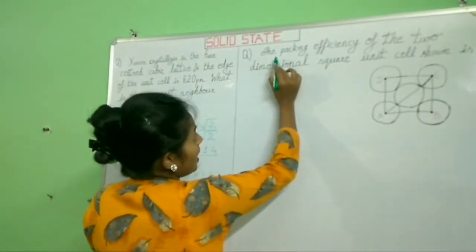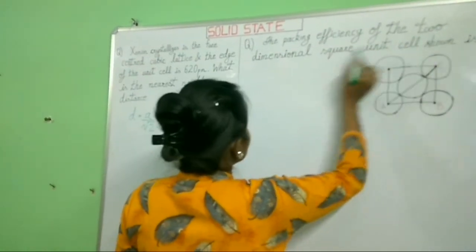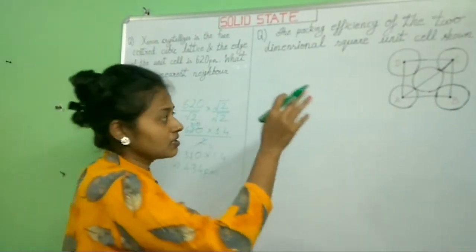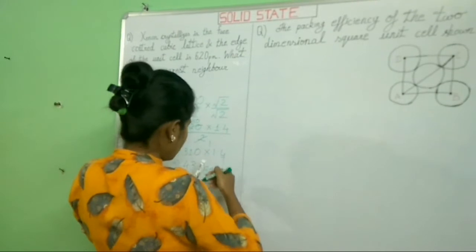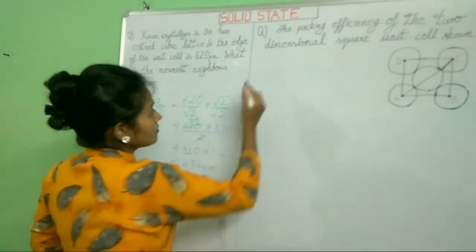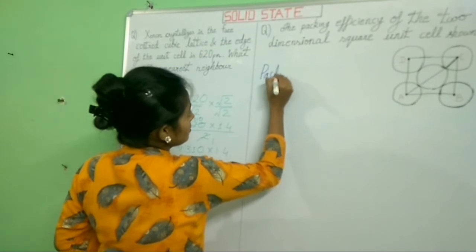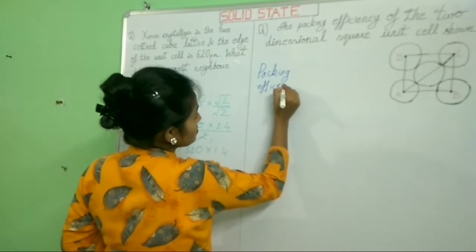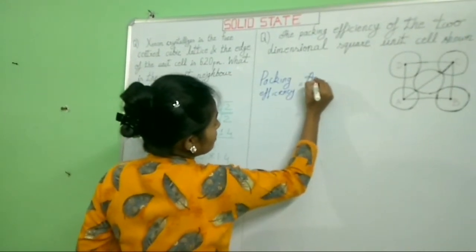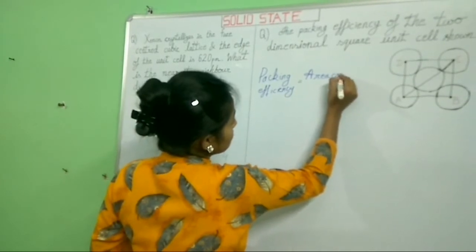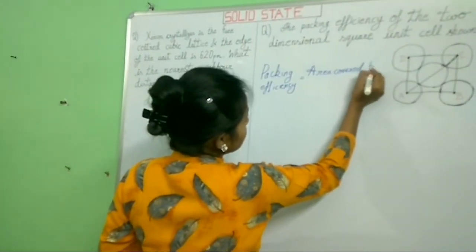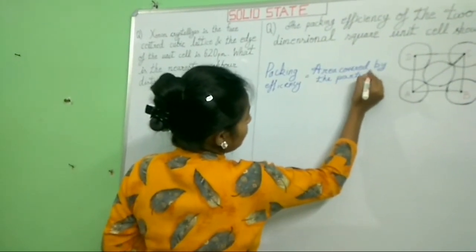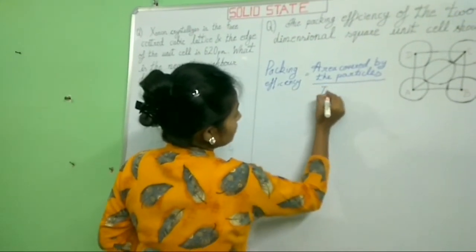Now, let's move on to the next question. That is, the packing efficiency of the two-dimensional square unit cell shown is. So, you have to find out the packing efficiency. So, what is the formula of packing efficiency? Packing efficiency formula is area covered by the particles divided by total area.